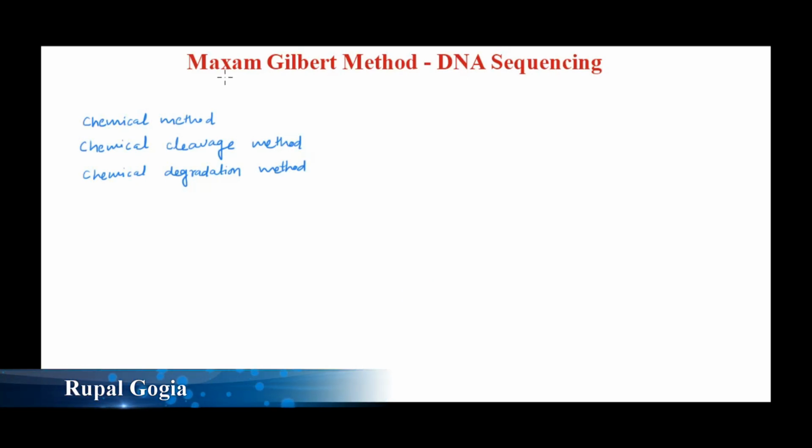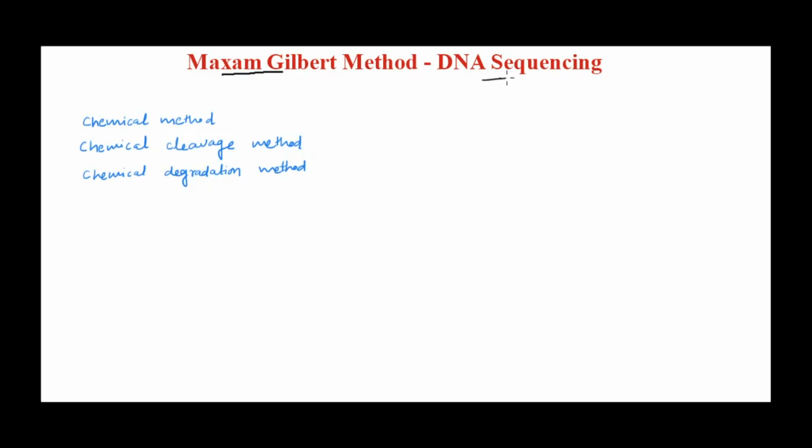Today we are talking about Maxam Gilbert method of DNA sequencing. Now first thing first, what is DNA sequencing? As the term itself says, DNA sequencing is a method by which I can sequence the DNA or know the sequence of a DNA. That means it's a process. If this is a DNA piece or DNA strand that I have, I'll be able to read the nucleotides that are present in this stretch of DNA, a process by which I can determine the order of all nucleotides. That is called DNA sequencing.